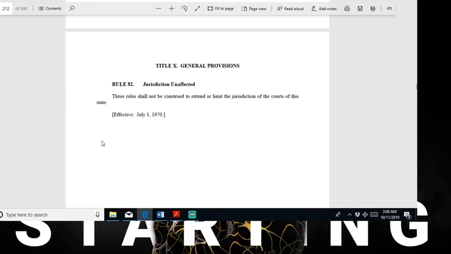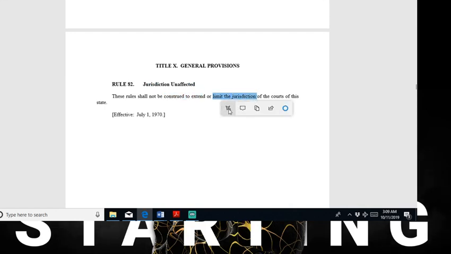Rule 82, jurisdiction unaffected: these rules shall not be construed to extend or limit the jurisdiction of the court of this state. You understand? They can't extend jurisdiction, but these rules aren't to limit the jurisdiction either. They are what they are. It is what it is. You gotta understand this.